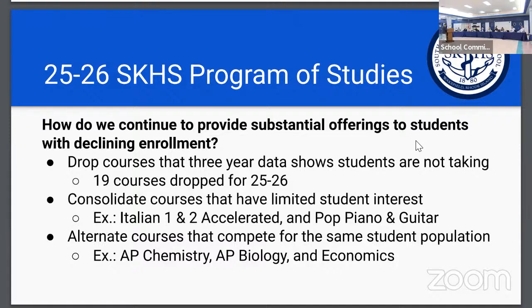And then another thing is alternating courses that compete for the same student population. And in the document you have, you'll see years listed. This is running this year. This is running that year. So if AP Chemistry and AP Biology are competing for the same students, don't run them in the same year. Especially with the declining enrollment, run them in alternating years, but let the families and the kids know that this is running this year. So if you want to take it, you have to take it that year, and then the other one will run the other year.